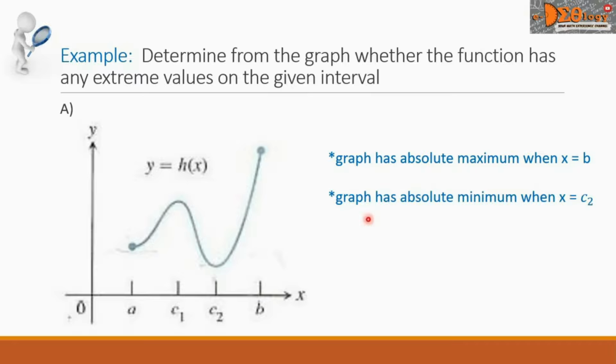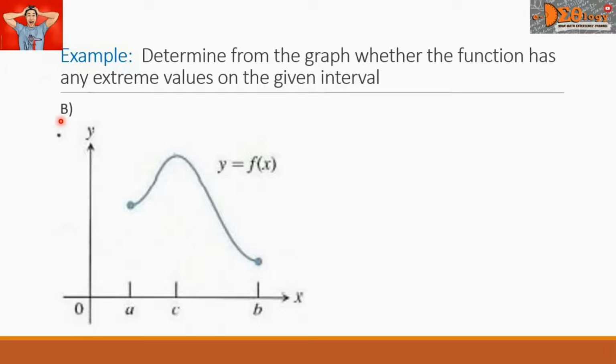Also, we say that the graph has an absolute minimum when x equals c sub 2. This is the c sub 2. When x is equal to c sub 2, the graph is at its lowest point. This is the point. This is the absolute minimum.